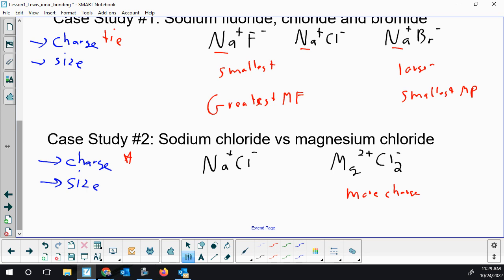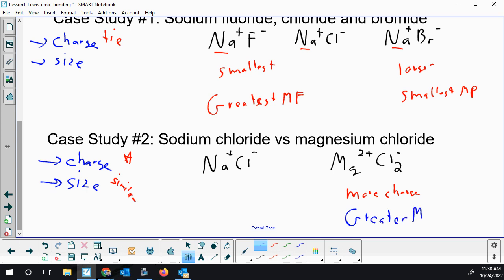What about the size? Sodium is in period 3, so 3 energy levels. Chloride is in period 3, and magnesium is also in period 3. Everything is in the third energy level. Similar size, not identical. You learned some trends, but the size is similar. There's no energy level difference there, so we're not going to focus on that denominator, the size. We're going to focus on the numerator, the charge. More charge, higher melting point. So our more charge is the second option.